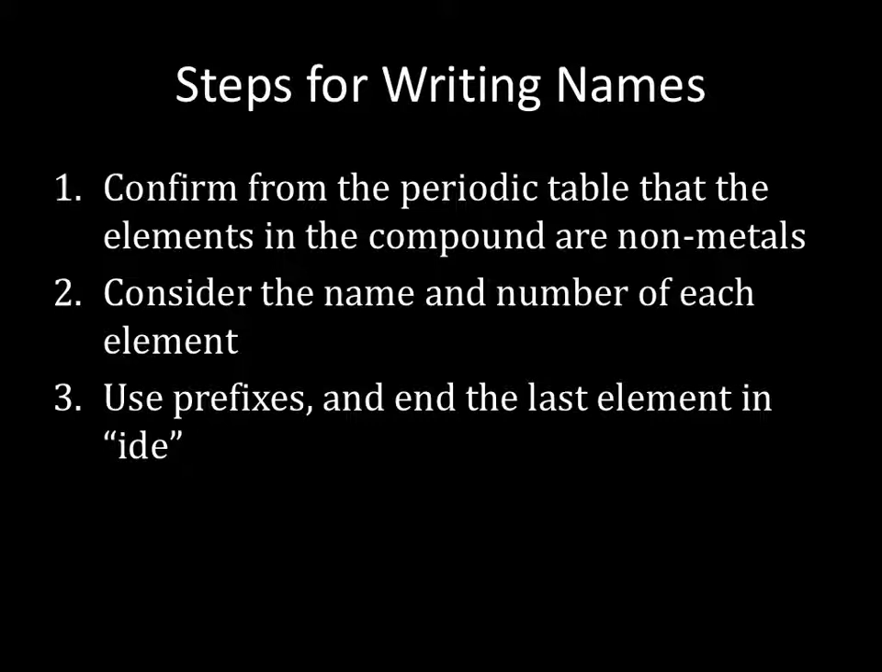To write names for chemical compounds, we first must confirm from the periodic table that the elements of the compound are nonmetals, or metalloids as well. I should mention that the rules we're about to discuss apply for compounds of metalloids with nonmetals as well. We need to consider the name and number of each element, and we use prefixes and then the last element gets an -ide ending.